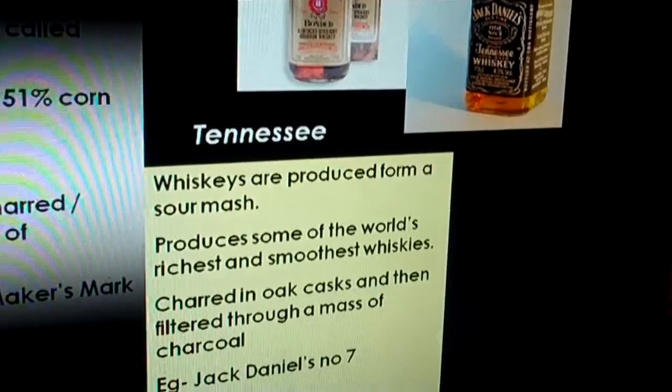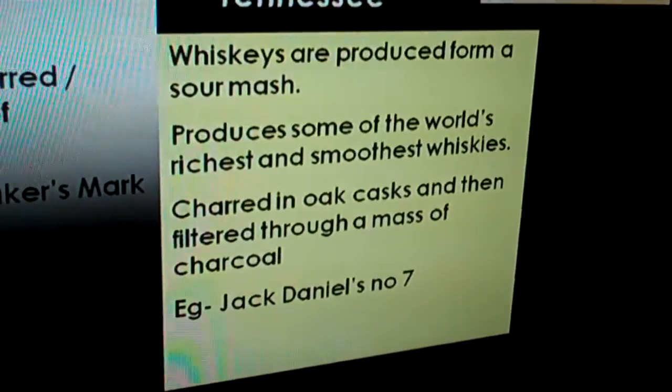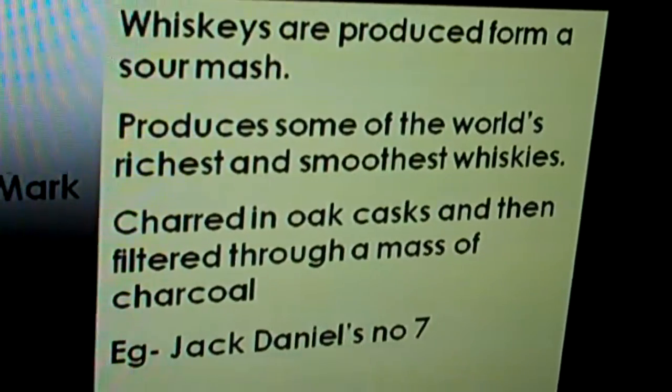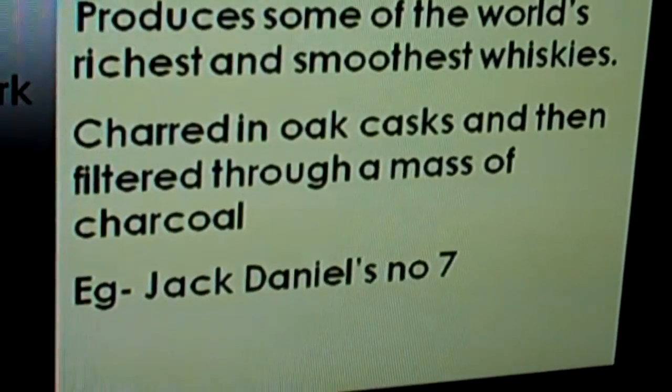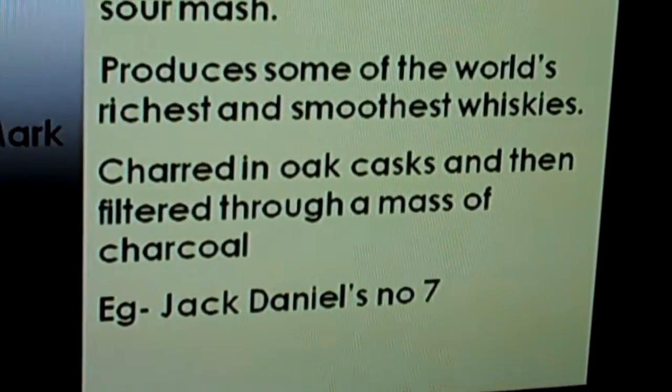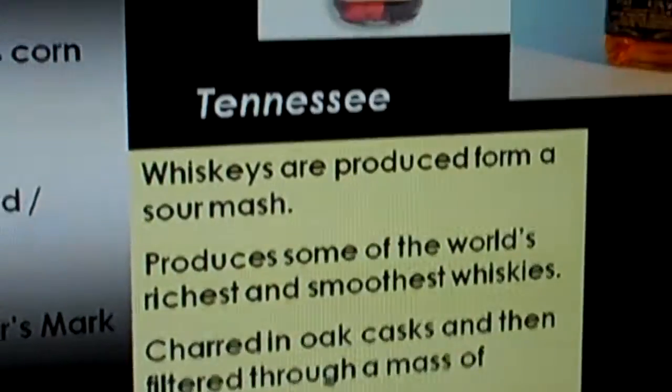From Tennessee, whiskeys are produced from a sour mash. Produces some of the world's richest and smoothest whiskeys, charred in oak casks and then filtered through a mass of charcoal. Jack Daniel's No. 7 would be a great example.